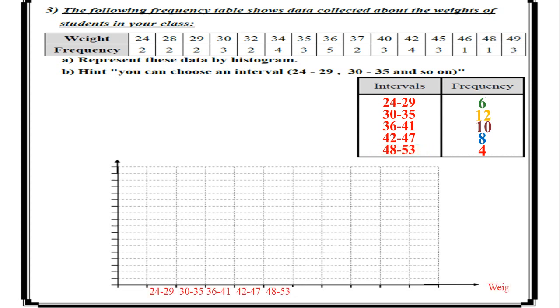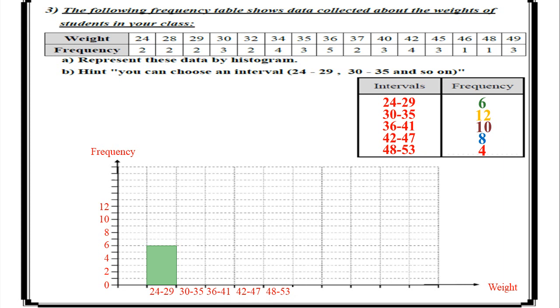Now we have to make the histogram. In the x-axis, I will put the weights and I will put the intervals from 24 to 29, 30 to 35, 36 to 41, 42 to 47, and 48 to 53. On the y-axis, it's the frequency. I will write table 2.